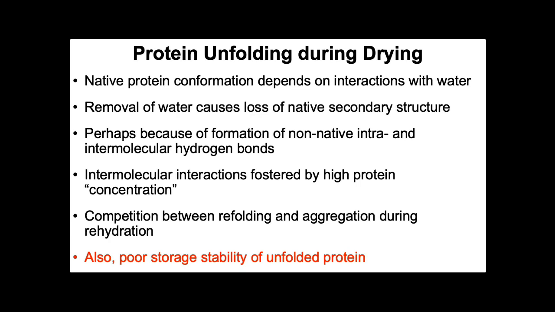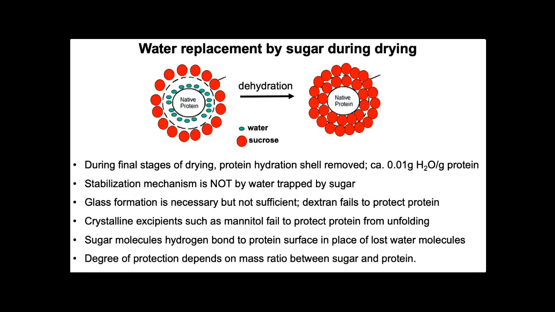And when you have unfolded proteins in a dried powder and you add water, there's a competition between molecules for refolding and aggregation. Also importantly, if you have unfolded protein molecules in a freeze-dried formulation, the storage stability of that product can be compromised. So how do additives like sucrose and trehalose protect during drying?